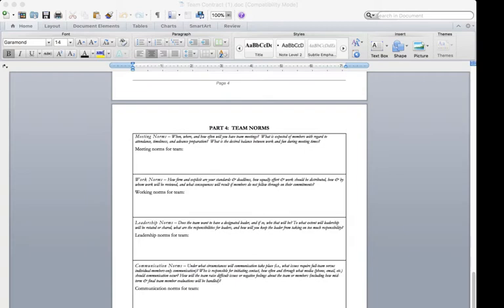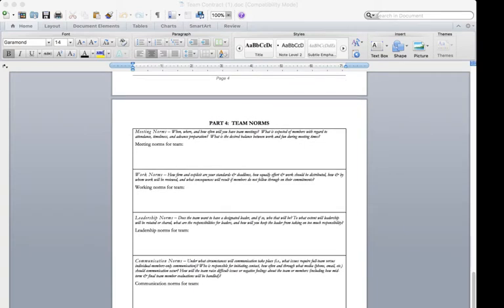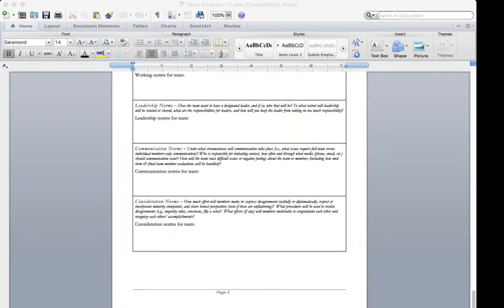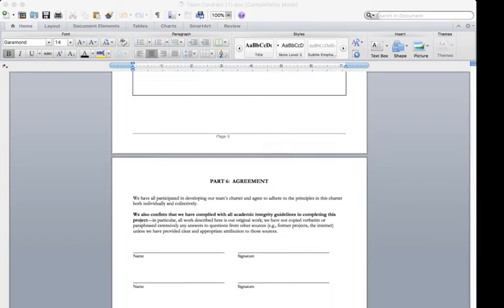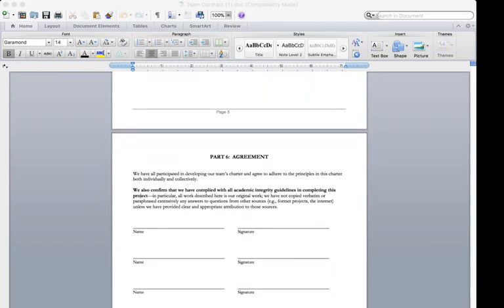Then there are some things about meeting norms, like when we're going to meet, how we're going to meet, that I think are useful to have established. And then finally, there's the signature page. And of course, this is an electronic course. If you just want to do an electronic signature or you want to write your name or whatever, rather than printing out and signing it, I am fine with that, as long as your group is in agreement with that as well, okay?